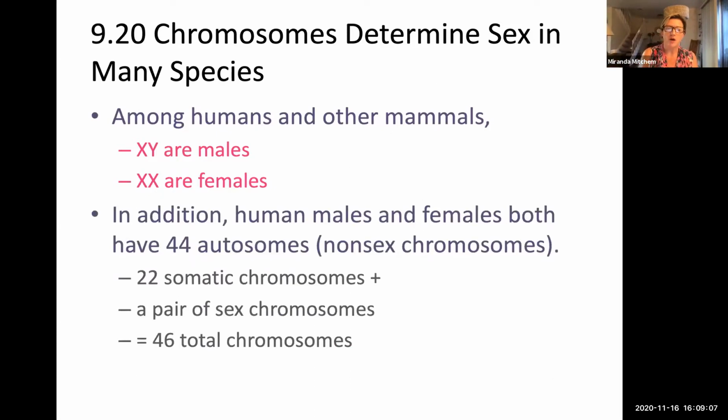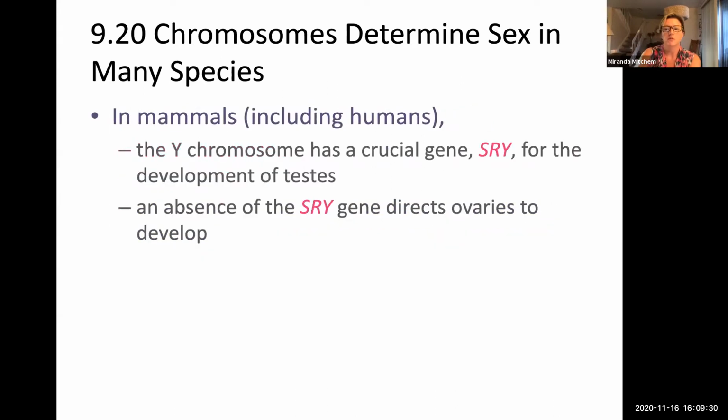So we have our 1 pair of sex chromosomes. And if you're a female, they'll match. But if you're a male, they don't. It's a completely different chromosome, X and Y. And then there are the 22 pairs of somatic chromosomes, non-sex chromosomes. So that gets us to a total of 46 chromosomes. Okay, so in mammals, including in humans, the Y chromosome has a gene called SRY, and it is needed for the development of testes.